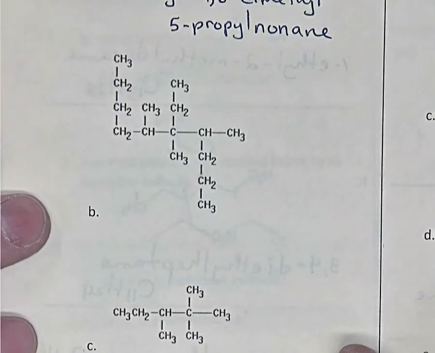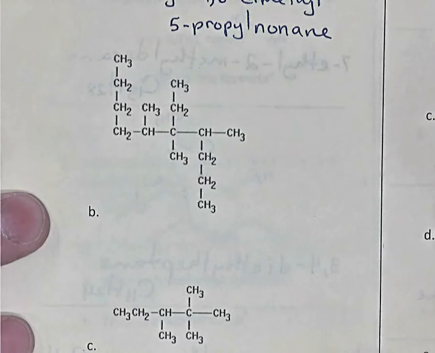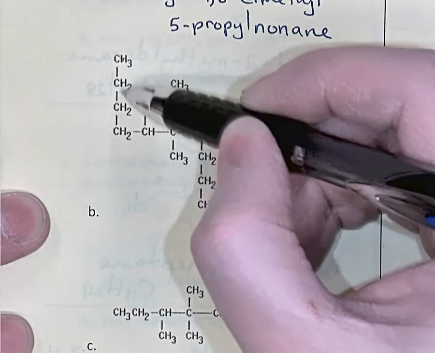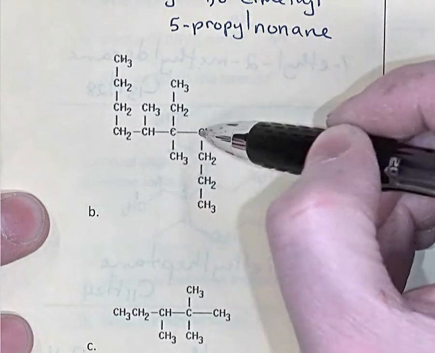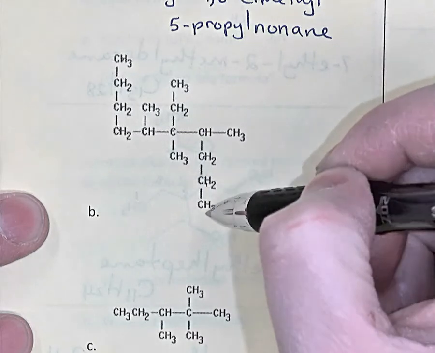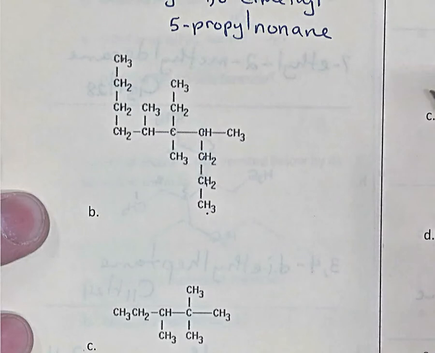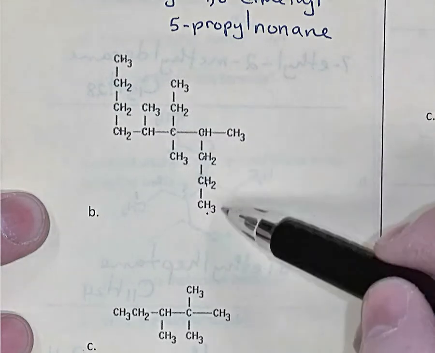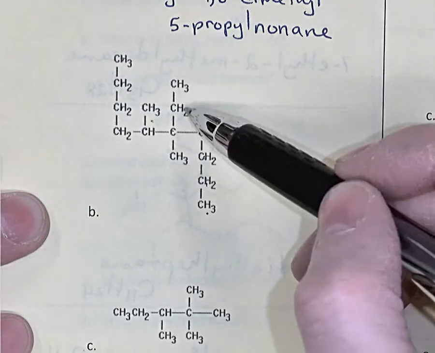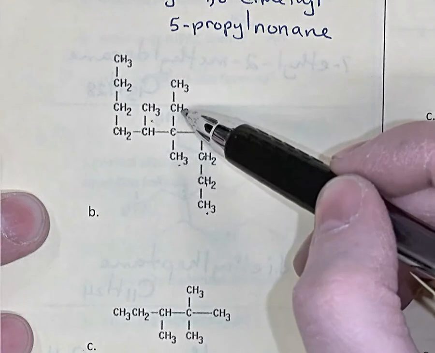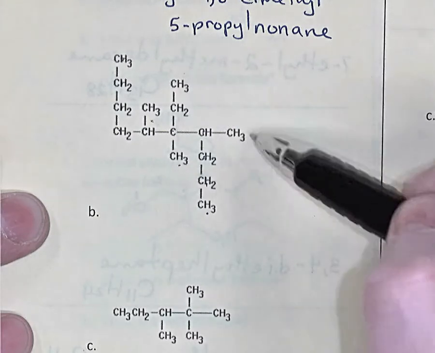Try the next one. The longest continuous chain of carbons: 1, 2, 3, 4, 5, 6, 7, 8, 9, 10. Ten, I believe. And now, which end should I number from? Because there are several branches. There's a methyl branch, there's another methyl branch, there's an ethyl branch, and another methyl branch.